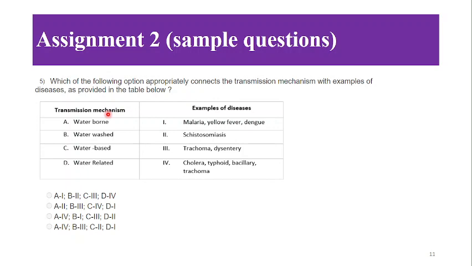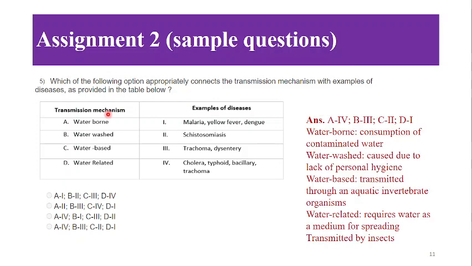So, in case of malaria, we can say that these are vectors. The vector for malaria can be insects or the mosquitoes which are there. So the malaria can be spread through water. So yes, the correct option here will be A4, B3, C2, and D1. So yes, the last option here is correct.